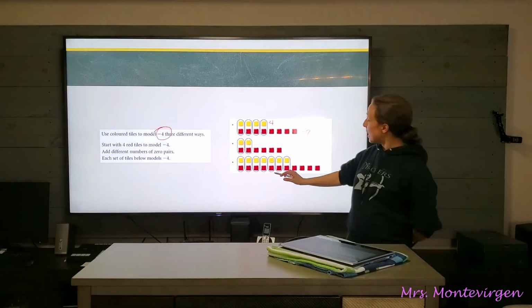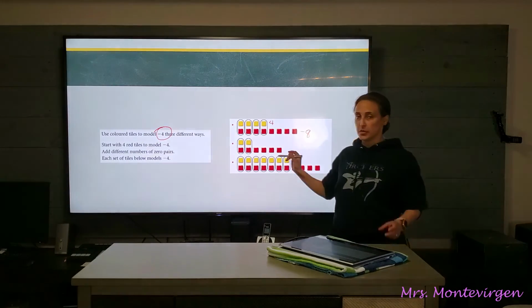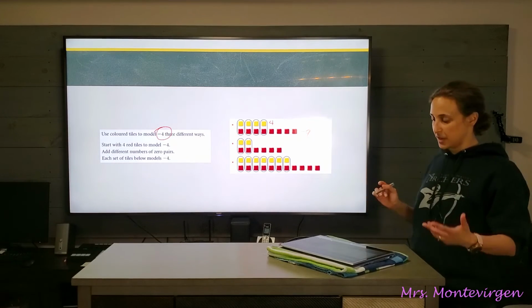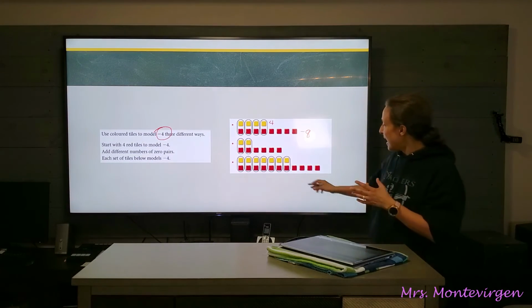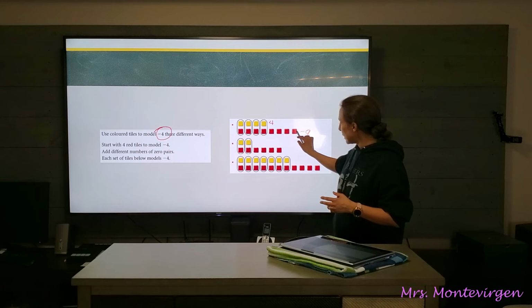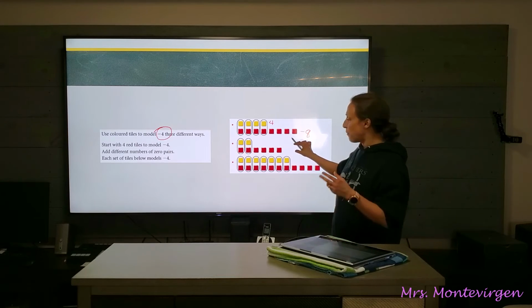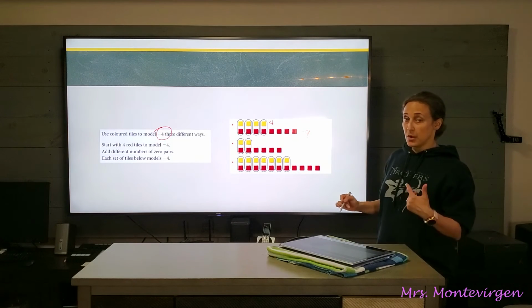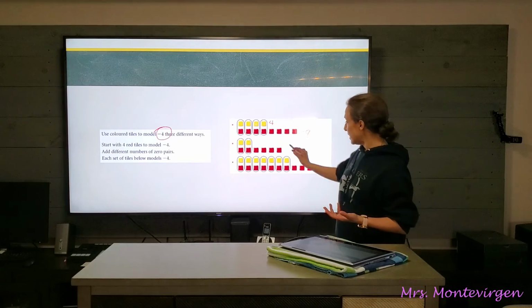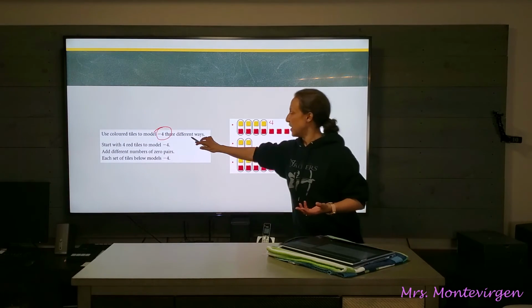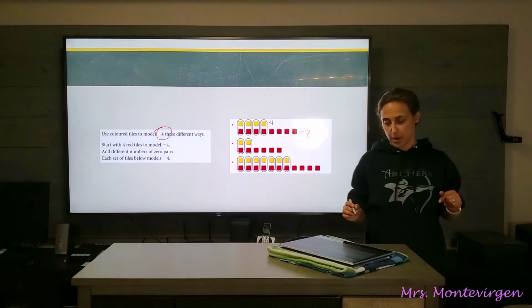And again, keeping in mind, I'm going to circle my zero pair. So 1 positive, 1 negative equals my zero pair. I have 4 of them. And I'm going to take a look at what's left. In this case, I have 4 red tiles. And we said at the beginning, red tiles signify negative numbers. So I've got 4 red tiles. And that's my first way of modeling -4.